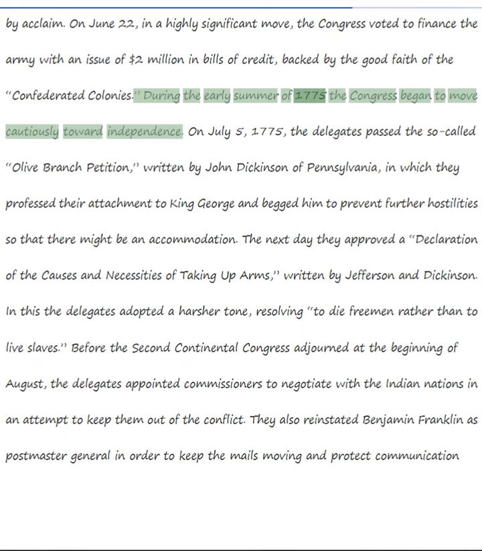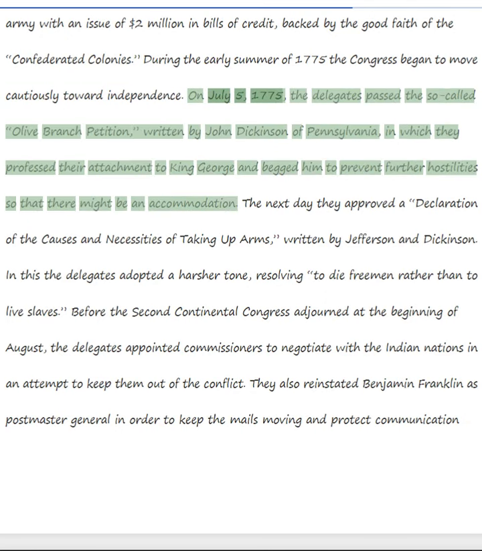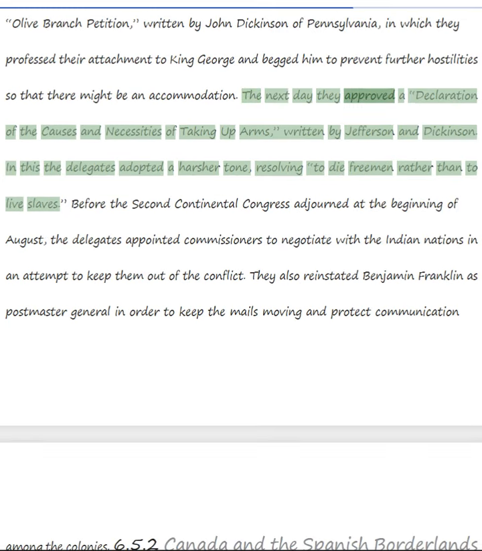During the early summer of 1775 the Congress began to move cautiously toward independence. On July 5, 1775, the delegates passed the so-called Olive Branch Petition, written by John Dickinson of Pennsylvania, in which they professed their attachment to King George and begged him to prevent further hostilities so that there might be an accommodation. The next day they approved a Declaration of the Causes and Necessities of Taking Up Arms, written by Jefferson and Dickinson. In this the delegates adopted a harsher tone, resolving to die freemen rather than to live slaves.